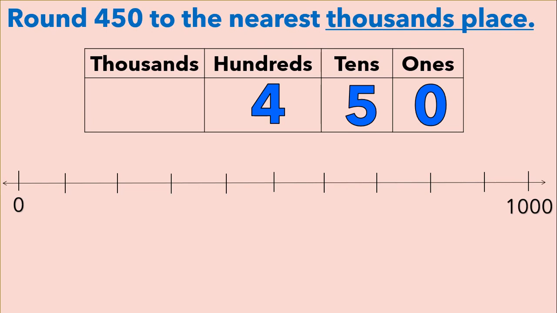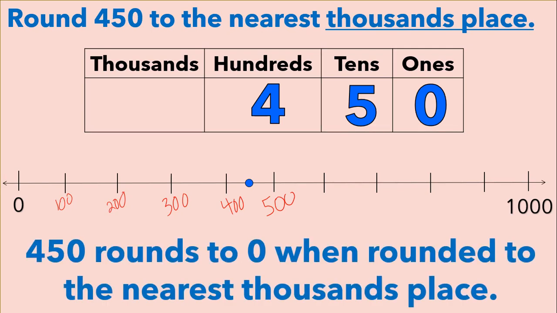So this would be 100, 200, 300, 400, and 500. I'm going to stop here because that's all we need. We're going to plot 450, which is going to be right in between 400 and 500. We can see here that 450 is closer to 0 than it is to 1,000. So 450 rounds to 0 when rounded to the nearest thousands place.